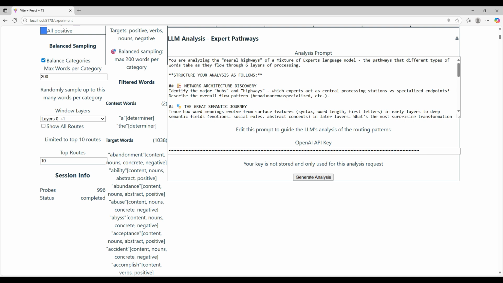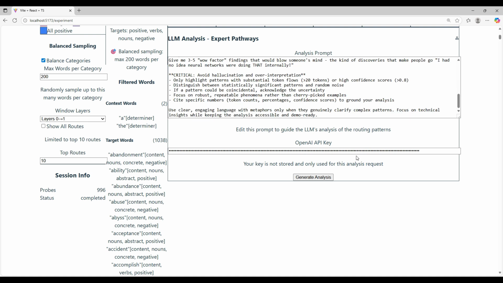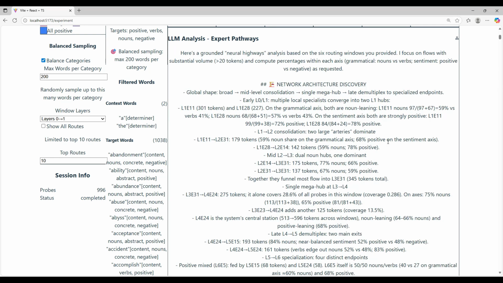Manually analyzing millions of probes would take forever, so we use large language models to help us interpret the data. Here's the prompt we feed in, along with the routing data. The model then performs a set of analyses, identifying network structure, showing how concepts are organized, and so on. At the bottom, you'll notice safeguards to prevent overinterpretation. Okay, it's finished. Let's take a look.